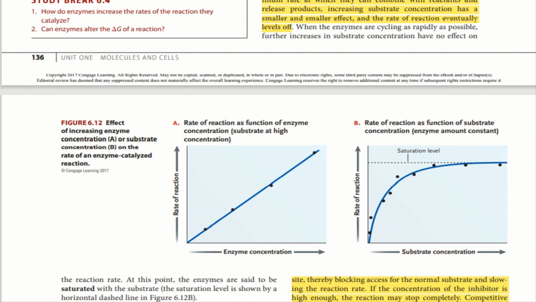Here in figure 6.12, the effects of increasing enzyme concentration (A) or substrate concentration (B) on the rate of an enzyme-catalyzed reaction are given. Figure A shows the rate of reaction as a function of enzyme concentration, with substrate at a high concentration. And figure B represents the rate of reaction as a function of substrate concentration. Enzyme amount is constant in this.